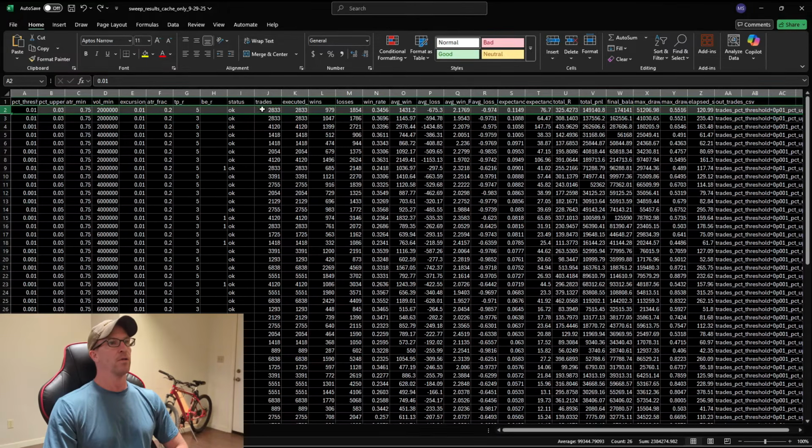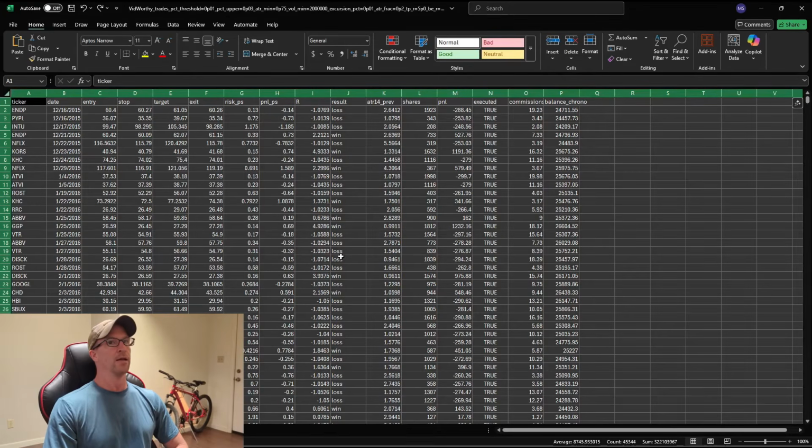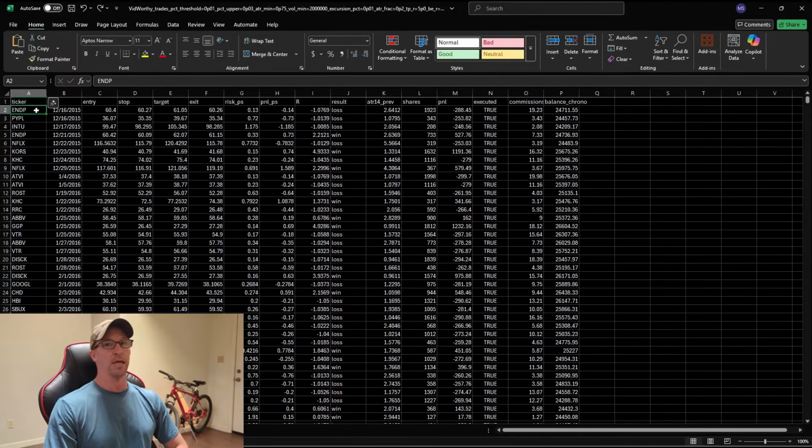What I did then was take the criteria that made this top row happen, and do a single run of that, which spits out each individual trade. You can see we got the beginning around December 2015. I used the entire S&P 500 for this, which, you know, there might be a better way to do. You might be able to find a different way to whittle down which stocks you would use.